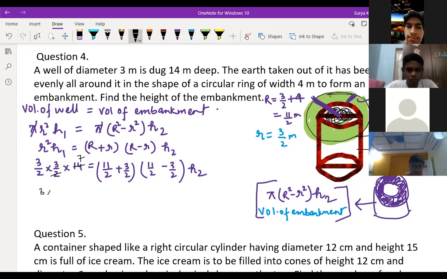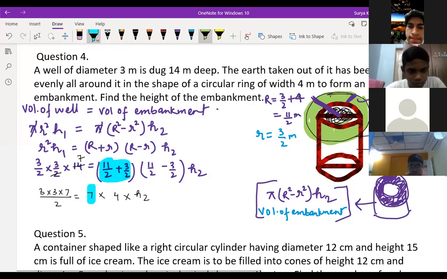So 3 into 3 into 7 divided by 2 is equal to 14/2, that is 7. Multiply by 11 minus 3, that is 8. 8/2 is 4. Multiply by h2. Is it clear, children? I have written here directly. You just solve this one, you'll get 7. And if you solve this part, you'll get 4. Okay.